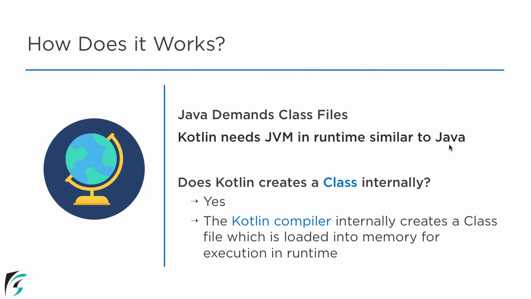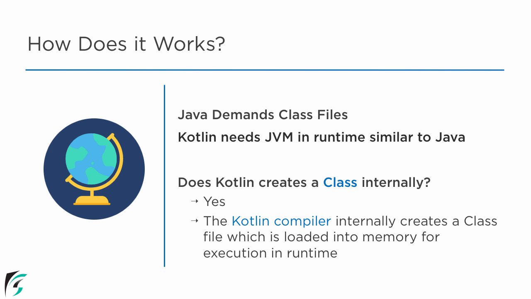In case of Java as well, the .java file is simply converted to the bytecode present inside the .class file. Now similarly, the Kotlin file is also converted to class files with the help of the Kotlin compiler, so that it will be further executed with the help of the Java virtual machine at runtime, right?